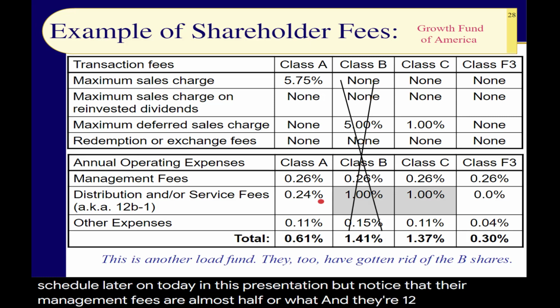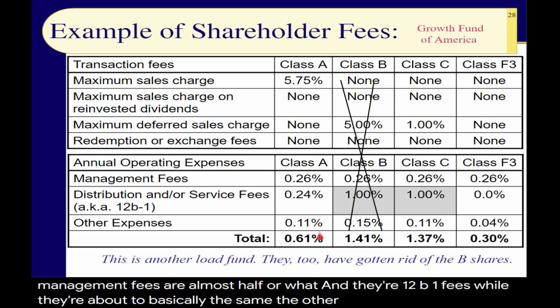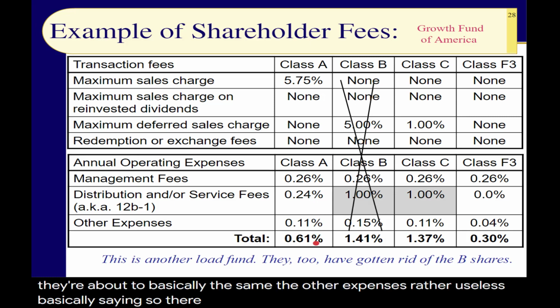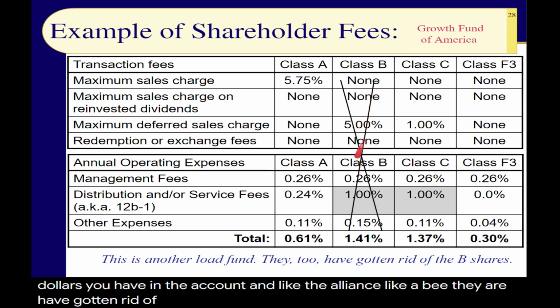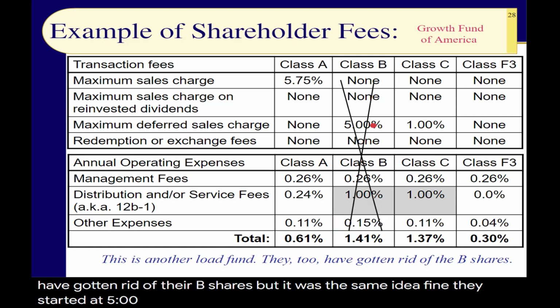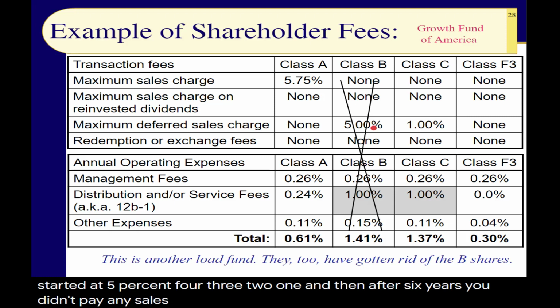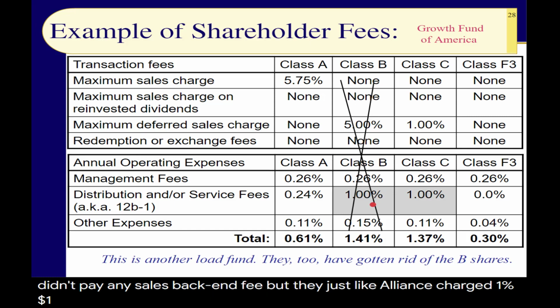And their 12b-1 fees are about basically the same. The other expenses are about basically the same. So they're only charging 61 cents for every $100 you have in the account. And like Alliance, like AB, they have gotten rid of their B shares. But it was the same idea. They started at 5%, 4, 3, 2, 1, and then after 6 years, you didn't pay any back-end sales fee. But they, just like Alliance, charged 1%, $1 for their Class B shares 12b-1 fees.